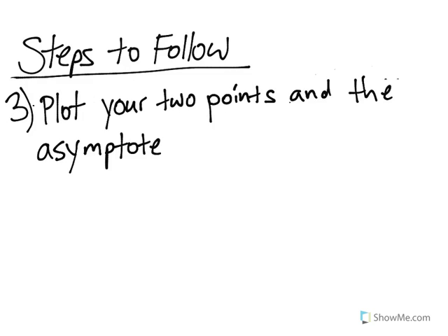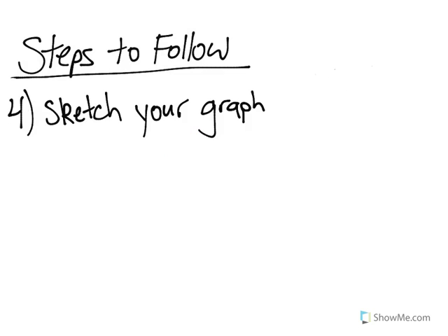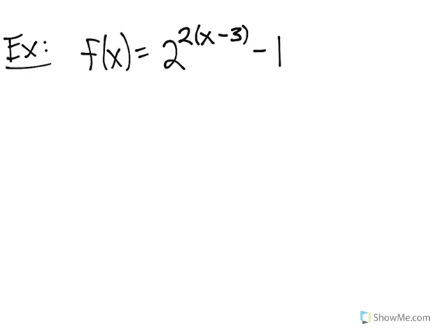The third step is to plot your 2 points that you have after adjusting for h and k and the asymptote. And remember, the asymptote is really just whatever the value for k is. And finally, the last step is to just sketch your graph. So let's do a quick example. f(x) = 2^(2(x - 3)) - 1.